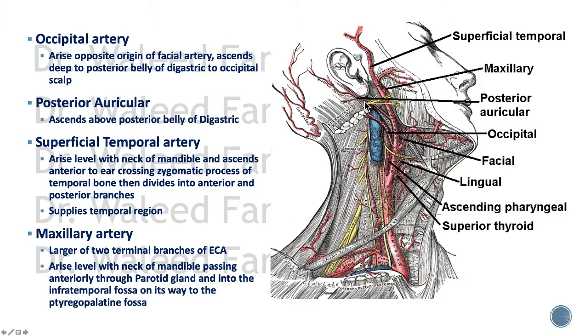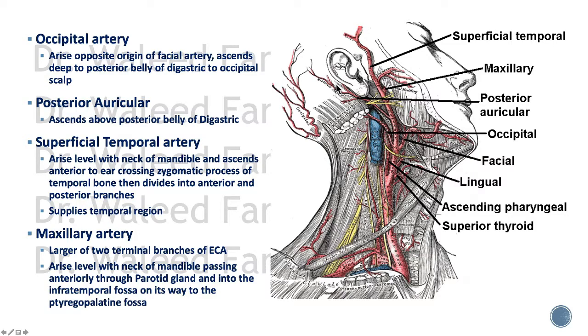It's parallel to the upper border of the posterior belly of digastric. So the digastric muscle has two arteries related to it. The occipital, hidden by it and inferior, while the posterior auricular is above its superior border, parallel to it, and going to the area behind the ear auricle.